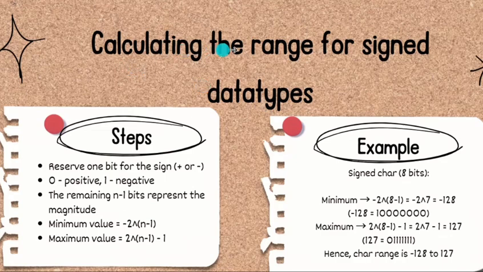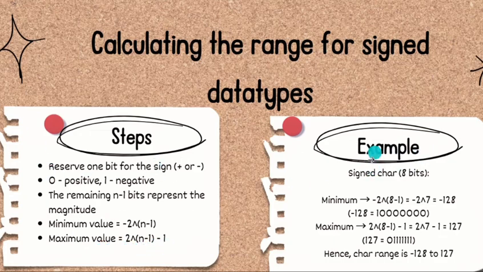The next is we are going to calculate the range for signed data types. I have given you simple steps. Reserve 1 bit for the sign, that is positive or negative. We take 0 to represent positive numbers and 1 to represent negative numbers. The remaining n minus 1 bits represent the magnitude. So the minimum value, the formula is minus 2 power n minus 1. And the maximum value is calculated as 2 power n minus 1, minus 1.